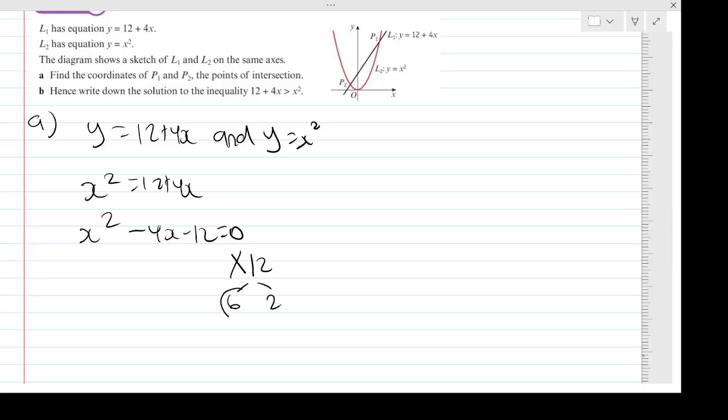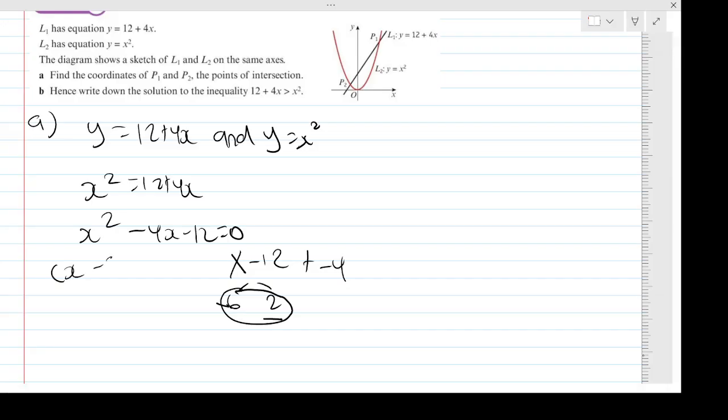And I notice I can do 6 minus 2 to get 4, okay? But then I want them to add to get minus 4 and multiply to get minus 12. So I need one of these numbers to be negative, but these two numbers need to add to minus 4. So I think we need to take minus 6 instead of 6. Then minus 6 add 2 will be minus 4, and minus 6 times 2 is minus 12. So that is our factors.